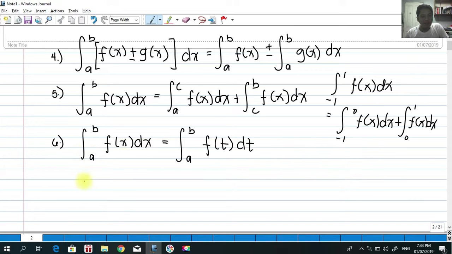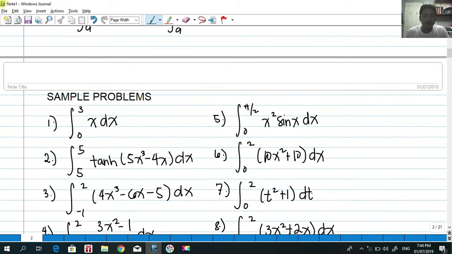So for example, if I'm going to evaluate f of x, let's say that is x dx evaluated from a to b, that is only the same as if I evaluate t dt. As you can see, here we used an x variable, and here we use a t variable. Given that a and b are the same for each integral, the resulting definite integral should always be equal. Okay? So let's try to solve some problems.